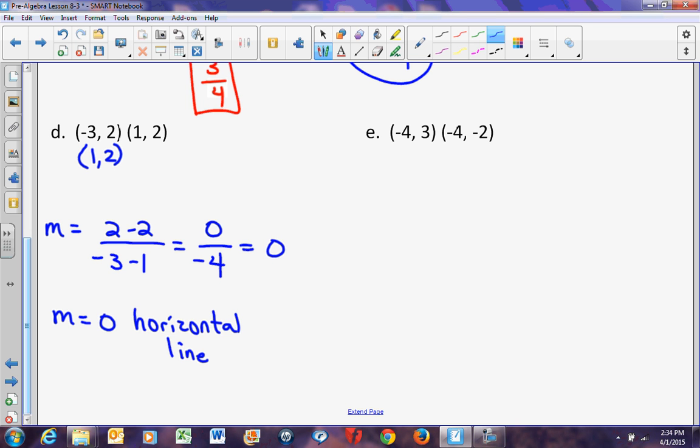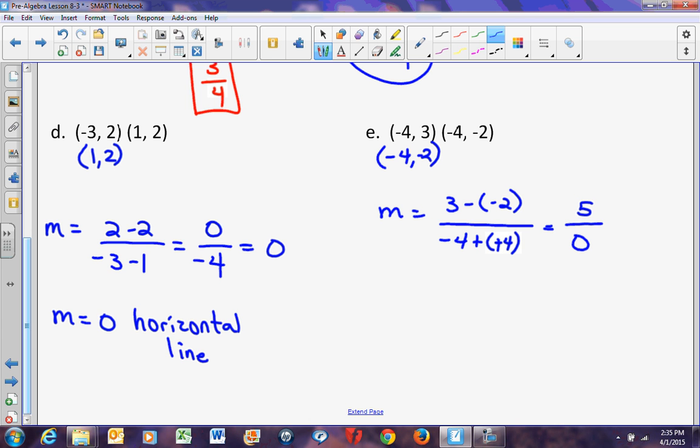Let's take a look at this next one. If I line up my points, I have my change in my y values, which is 3 minus a negative 2, over the change in my x values, negative 4 minus a negative 4. This becomes 3 plus 2 is 5 over, this becomes 0.